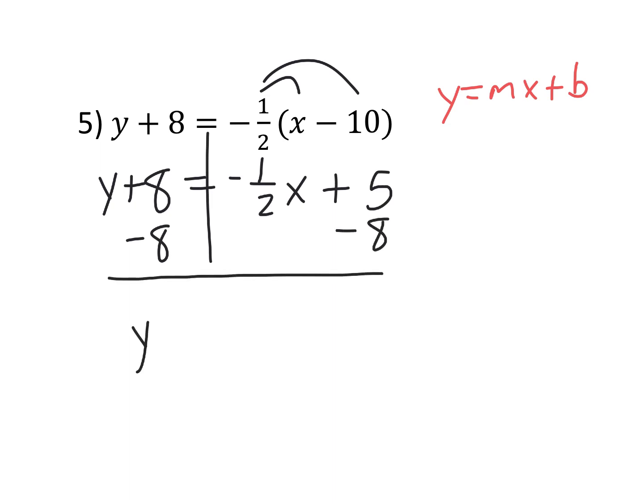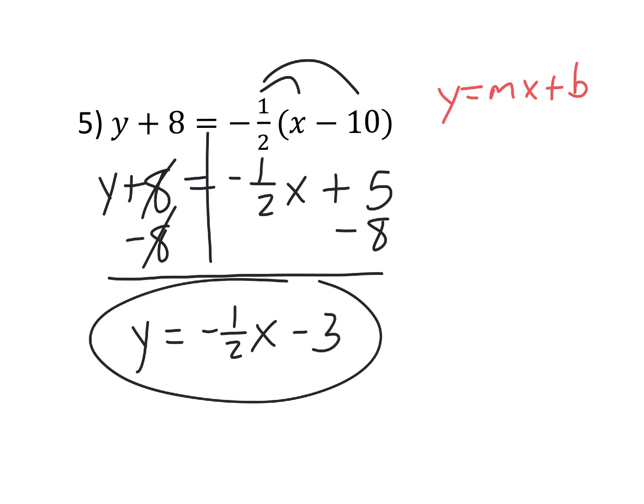So it'd be y, 8's cancel, is equal to negative 1/2 x, and 5 subtract 8 would be a negative, and that's negative 3. And once again, just as long as we're staying with the plan here, our slope is negative 1/2, and our y-intercept, or b, is negative 3.